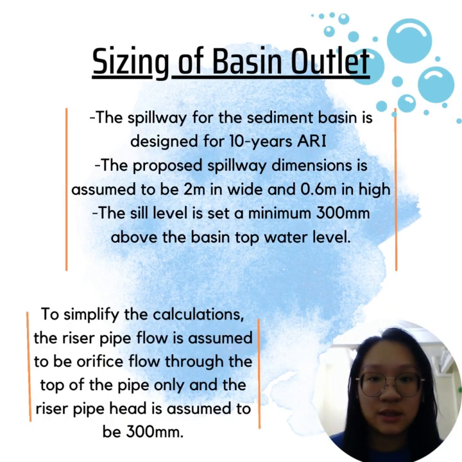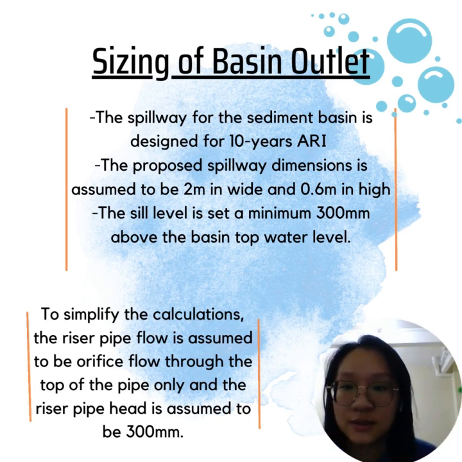For sizing of the basin outlet, the spillway for the sediment basin is designed for 10 years ARI, while the proposed spillway dimensions are assumed to be 2 meters in width and 0.6 meter in height. The sill level is set a minimum 300 mm above the basin top water level. To simplify the calculations, the riser pipe flow is assumed to be orifice flow through the top of the pipe only, and the riser pipe head is assumed to be 300 mm.